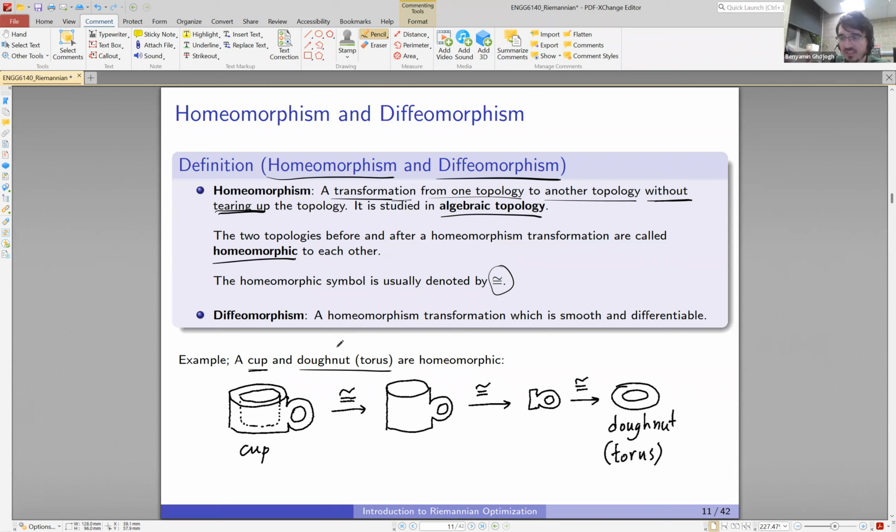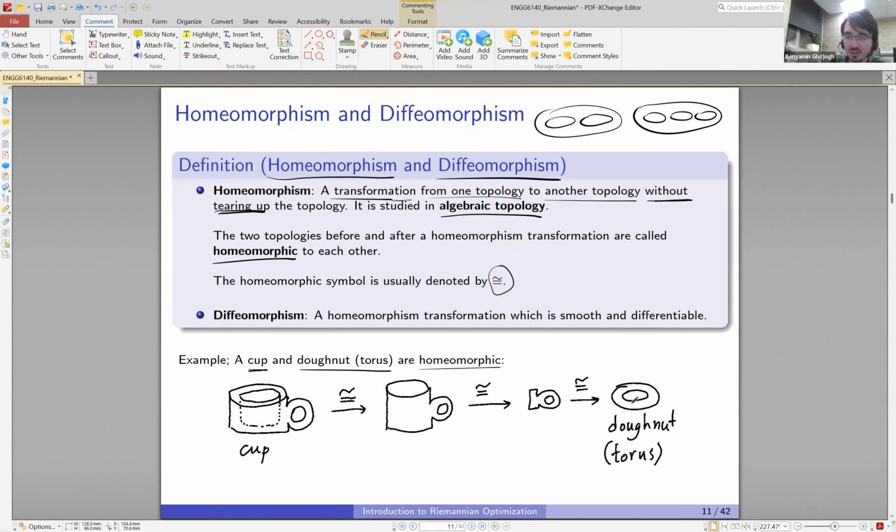Torus in algebraic topology means something like some manifold like this, or topology like this, which has some holes. So we can have a torus with 2 holes like this, or a torus with 3 holes like this. A torus with 1 hole is like a donut. That's why it's also called donut. So a cup and a donut, or a torus with 1 hole, are homeomorphic. Why? Let's see. Here I can deform a cup to become a donut without tearing it up.